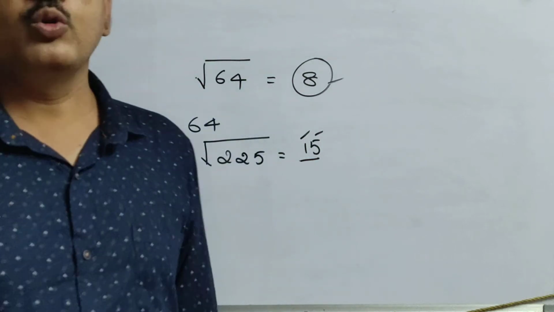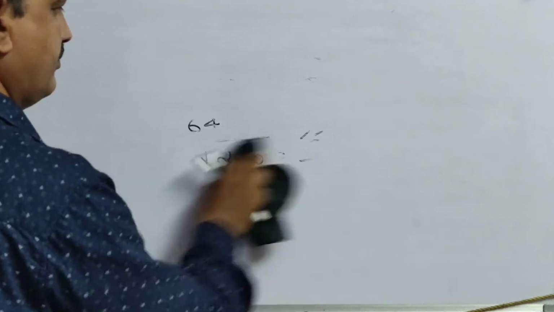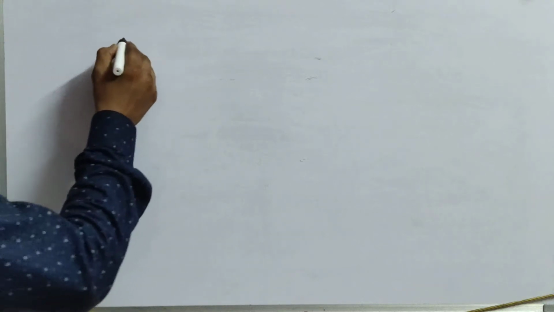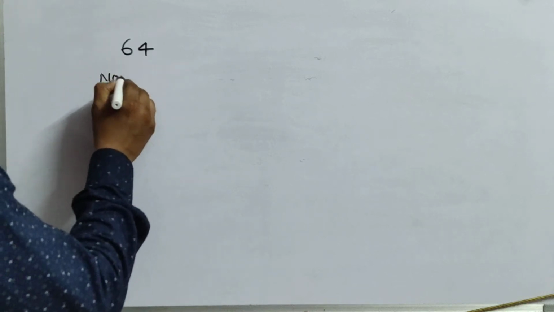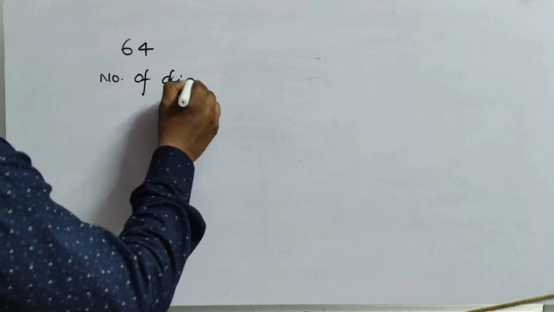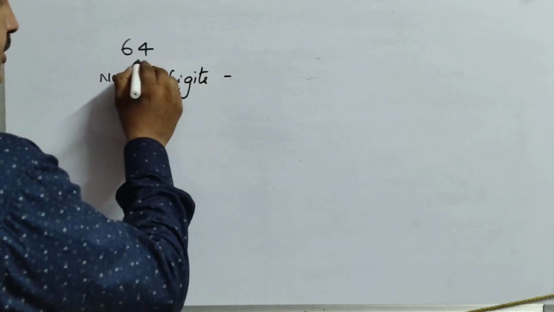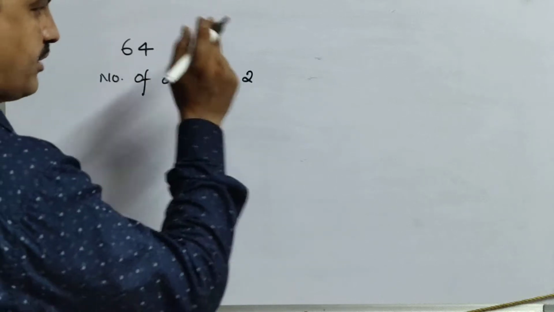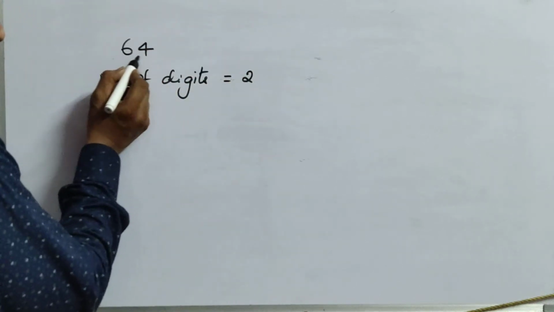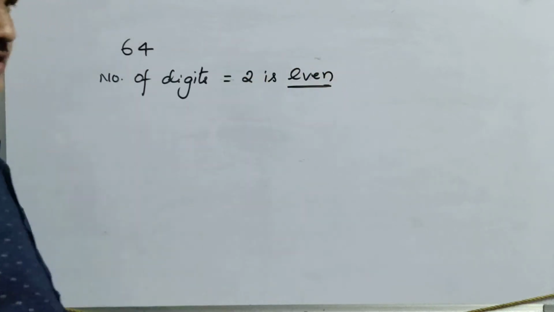Okay, we have some rule. Okay, listen very carefully. 64. How many digits does it contain? The number of digits in 64 equals 2. That means the number of digits means 1, 2. That means 2 is even or odd? Even number. 2 is an even number.